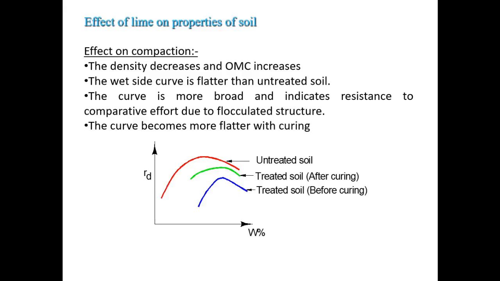Effect on compaction. So here the compaction curves of lime treated and untreated soil are compared. Here we can observe that the density of lime treated soil decreases and its optimum moisture content increases. For any soil, the curve on the wet side of optimum is always flatter than on the dry side. The wet side curve of lime treated soil is flatter than the untreated soil.